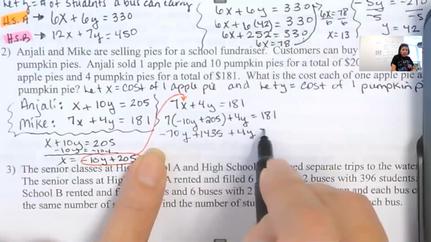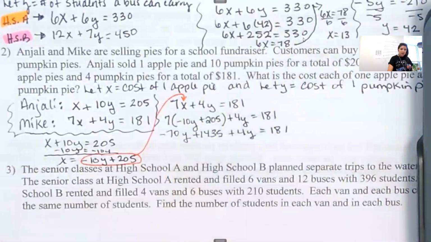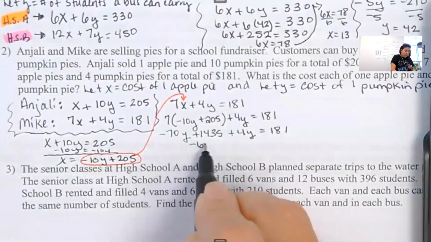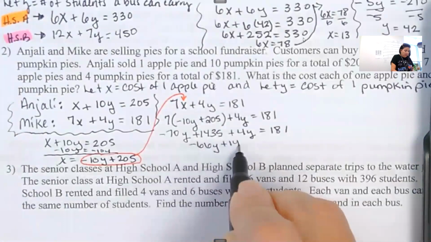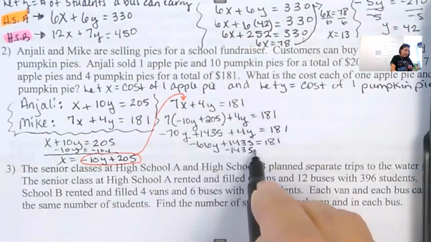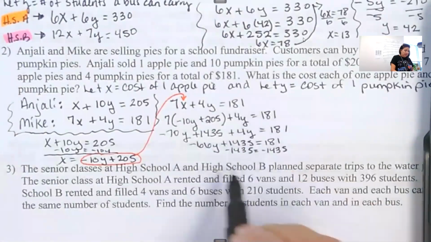Bring down your 181. Now, before I start moving stuff from one side to the other, can't I combine negative 70y and positive 4y before I move on? Yeah. What is negative 70y and positive 4y? And they're on the same side, so I don't change any signs. Negative 66y plus 1,435 equals 181. Now what? Subtract what? Exactly. Subtract 1,435 from both sides.